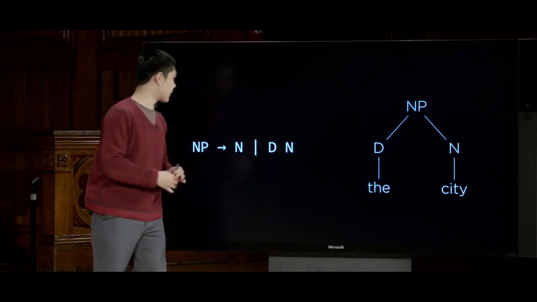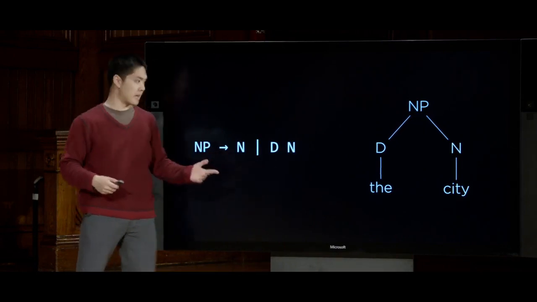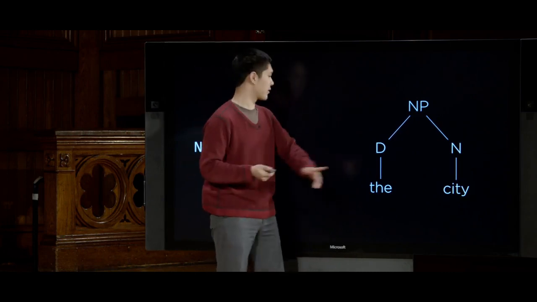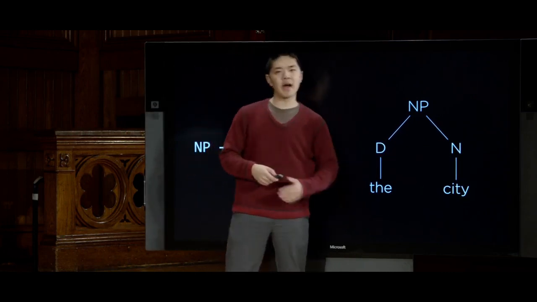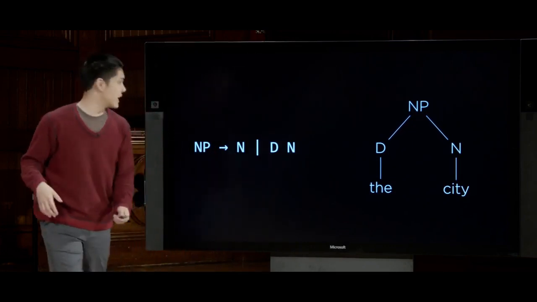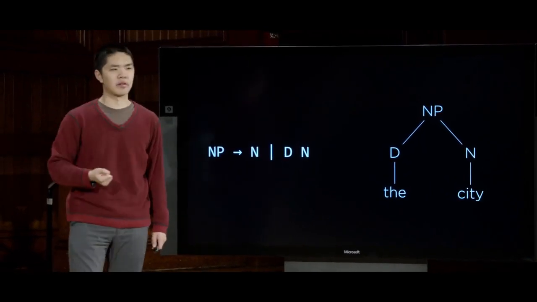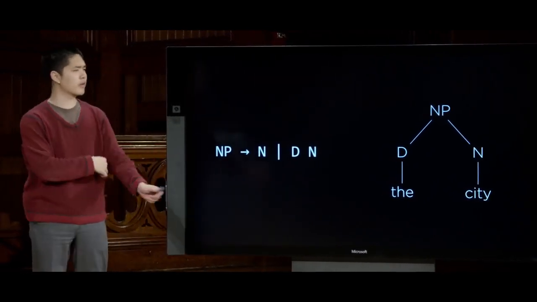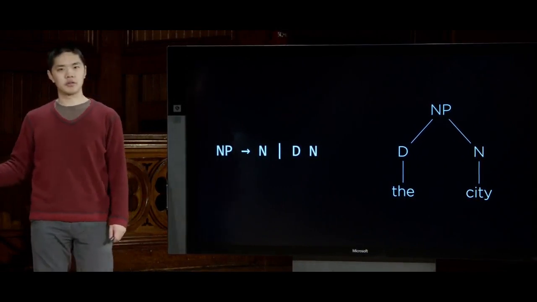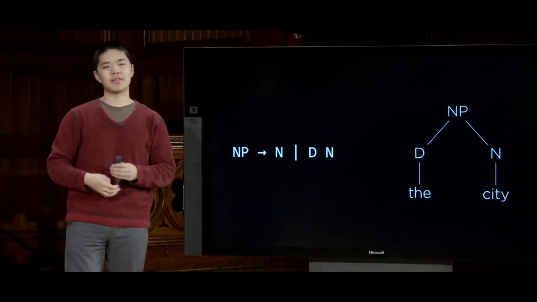And using this idea of taking one symbol and rewriting it using other symbols that might be terminal symbols like the and city, but might also be non-terminal symbols like D for determiner or N for noun, then we can begin to construct more and more complex structures. In addition to noun phrases, we can also think about verb phrases. So what might a verb phrase look like? Well, a verb phrase might just be a single verb in a sentence like, I walked. Walked is a verb, and that is acting as the verb phrase in that sentence.